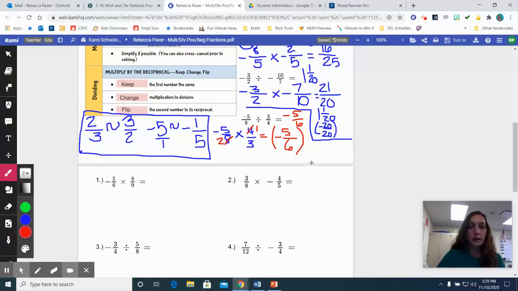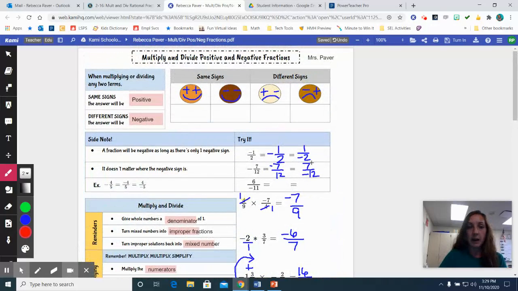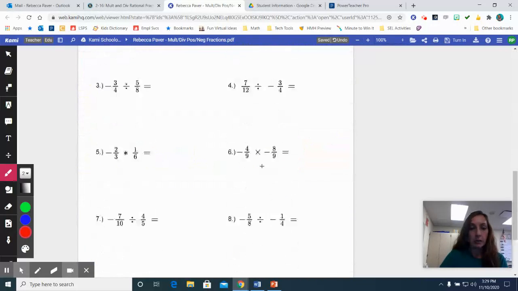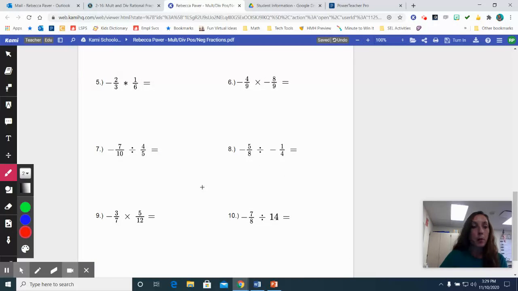And that is how you would multiply and divide positive and negative fractions. You have 10 problems to work out independently. However, if the examples that I did here for you in this video were too quick or you need some more, please be sure to come see me during office hours or reach out for help.